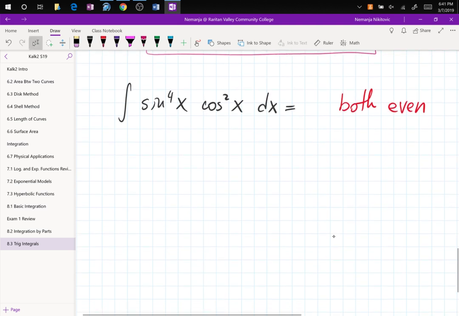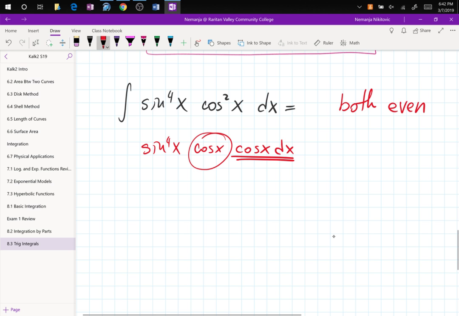So the flavor when both are even. Will our method of peeling one to keep it in a bank work? And the answer is clearly not. Because if I peel one of the cosines to keep it in a bank to do the u sub like in the previous problem, I am stuck with this cosine that doesn't have a square on it to be transformed back into sines. So I am doomed. That method won't work.